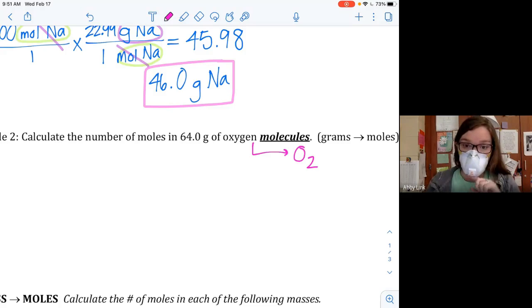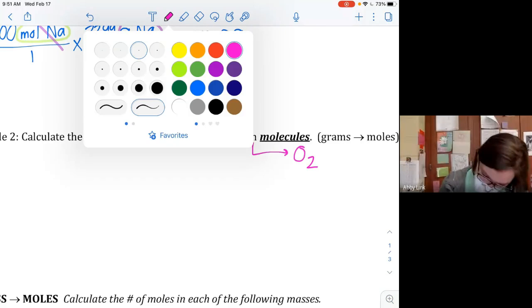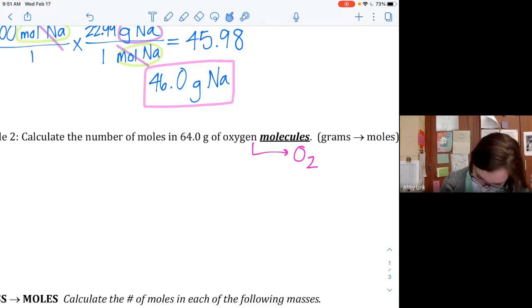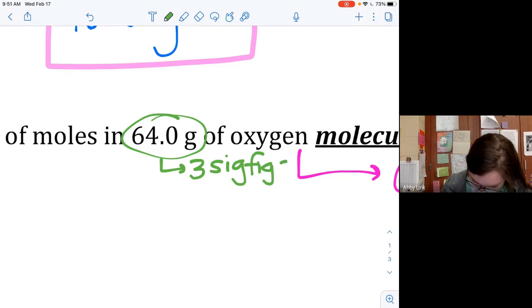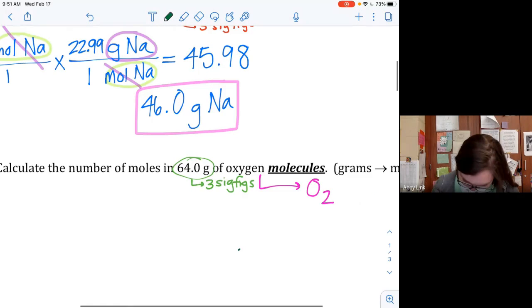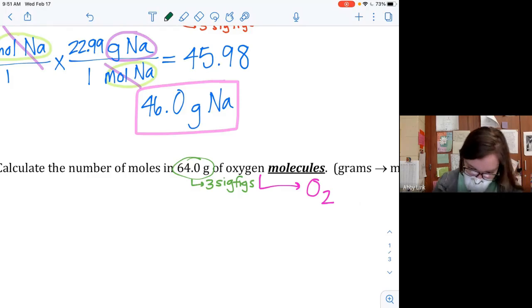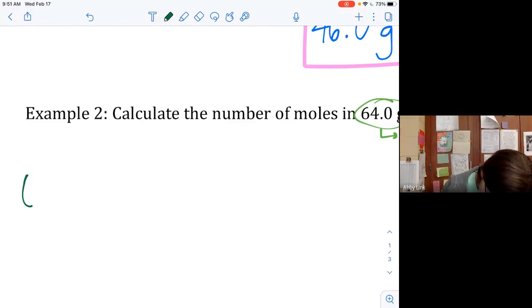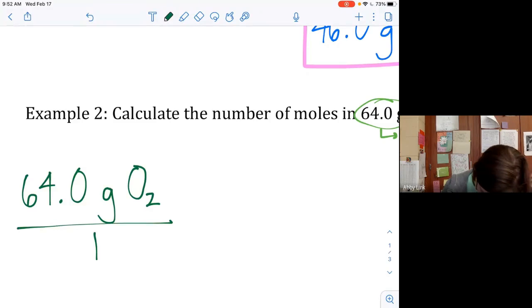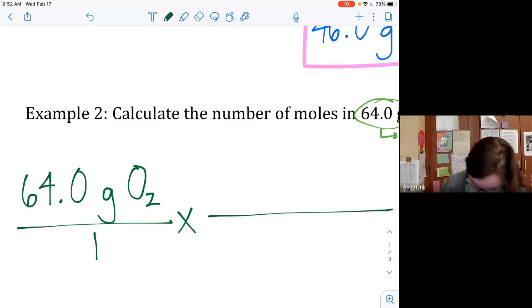All right, so we're going to start this one the same way we started our other one. Let's first identify how many sig figs our number has. It has 3 sig figs, so I'm going to be looking for 3 sig figs in my final answer. Let's set this up the same way we set up all of our dimensional analysis problems, by starting with our given and putting it over 1. So I've got 64 grams of O2 over 1. I'm going to set up my multiplication sign, and I'm going to draw my line.